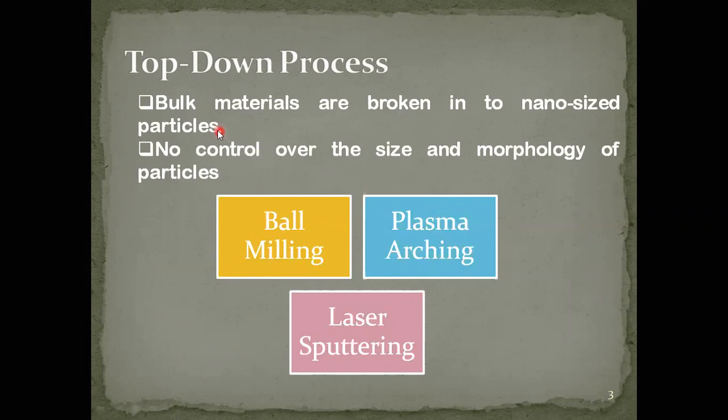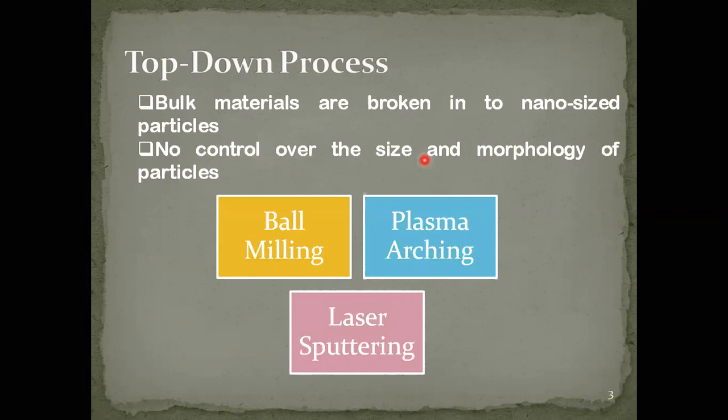In this top-down process, we are going to discuss the ball milling technique. What are the advantage and the disadvantage? The advantage is that this is a very simple process, and we can easily transform bulk materials into nano-sized particles. But the disadvantage is that we will not have control over the size and the morphology of the particles. We cannot control the exact size of the nanoparticles.